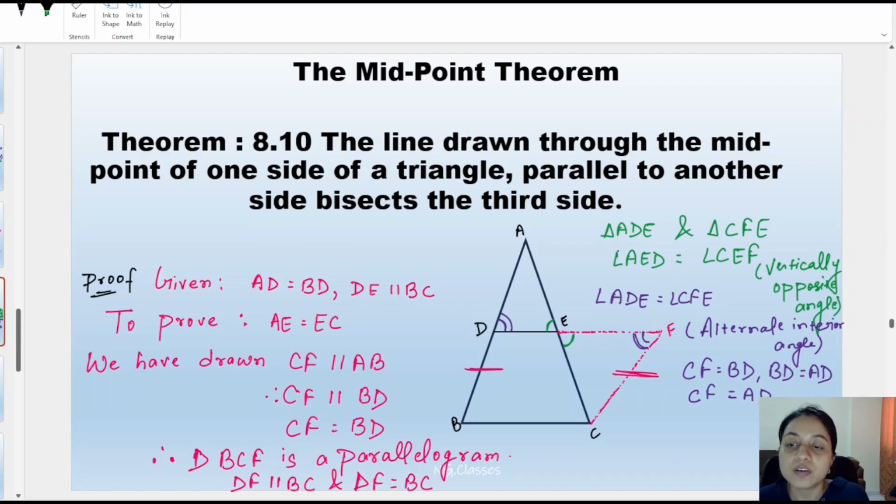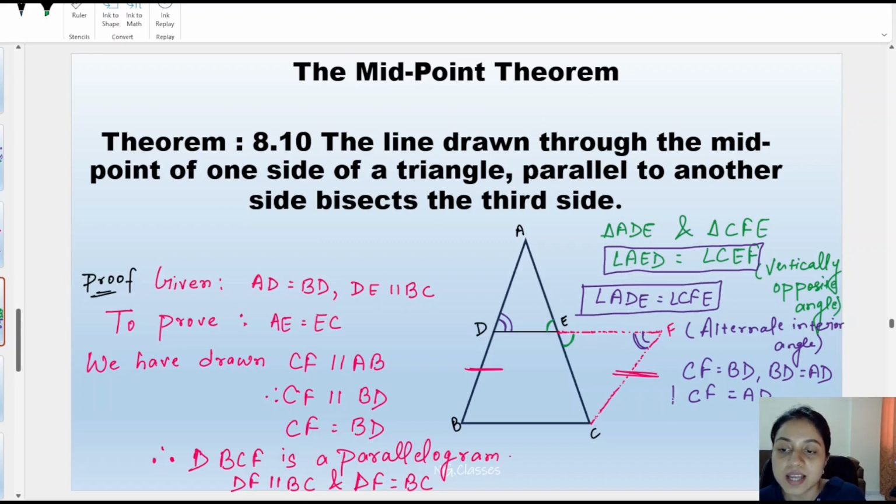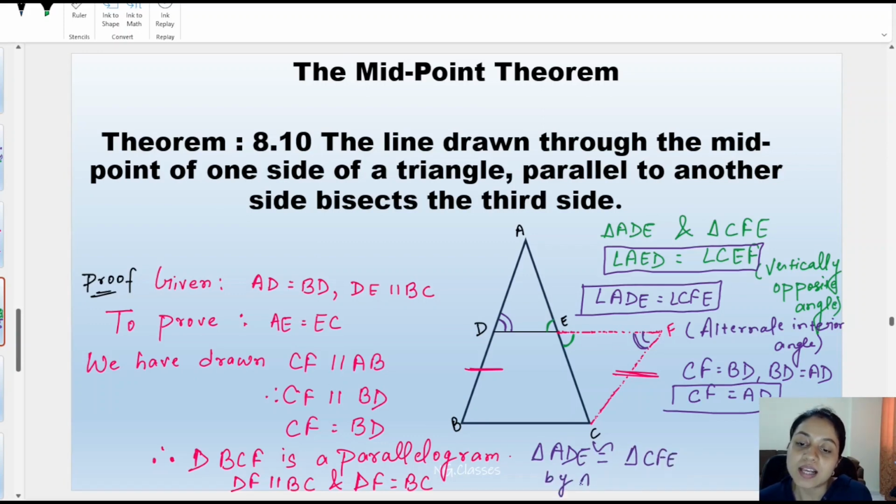Now from here we got the sequence of angle, again angle, and then side. That means triangle ADE and triangle CFE must be congruent with each other. Triangle ADE is congruent with triangle CFE by the angle angle side congruence rule.